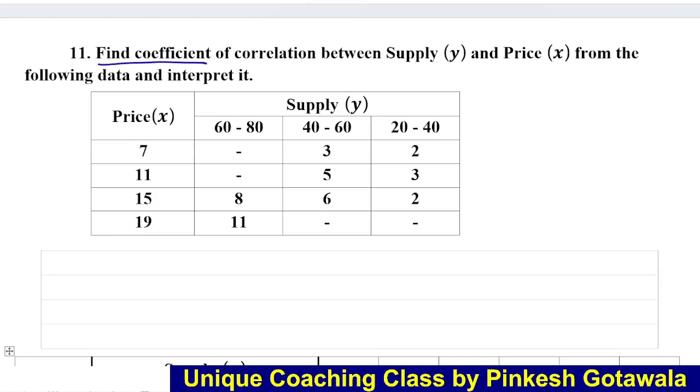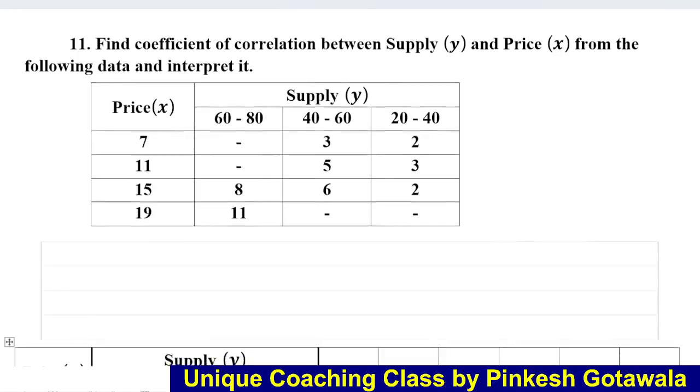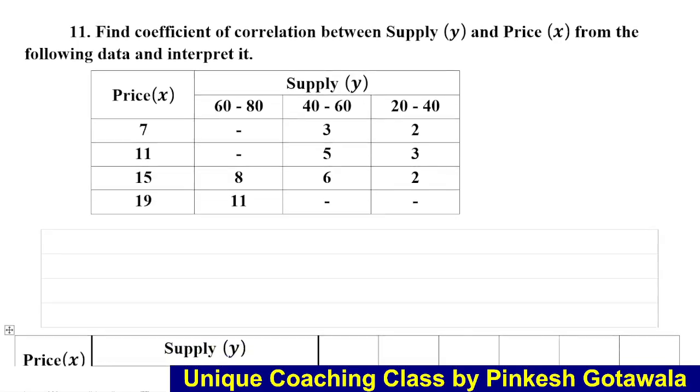Find the coefficient of correlation between supply Y and price X from the following data and interpret it. Interpret it means we have to state the answer, which type of relation between supply and price, like perfect positive, perfect negative. So we have to write that answer, whether it is positive or negative. So that is not much of a point. Now here, which twist point are we going to solve? If you check the question, you get the idea.